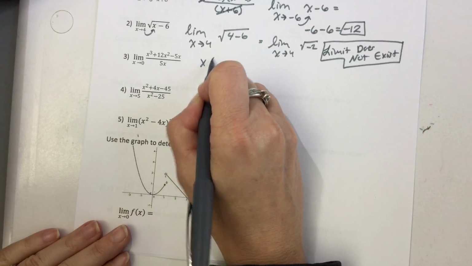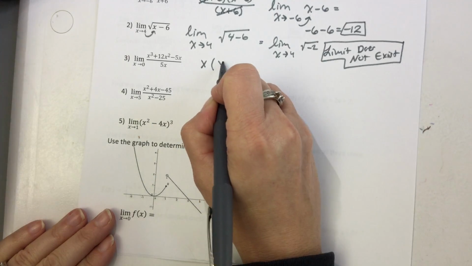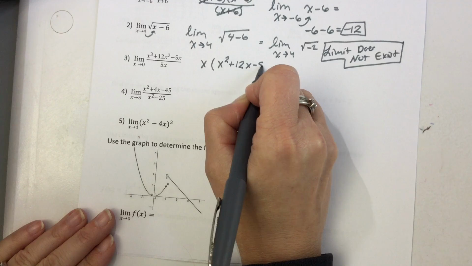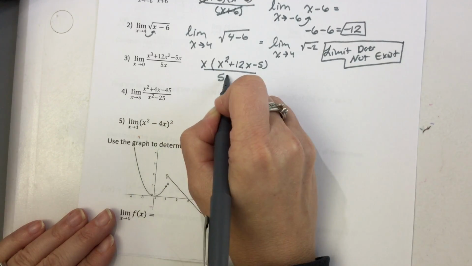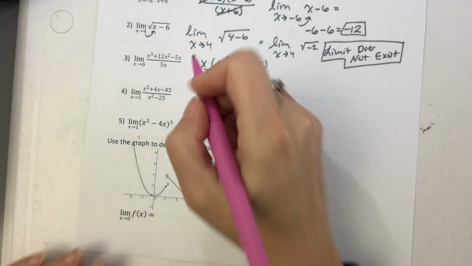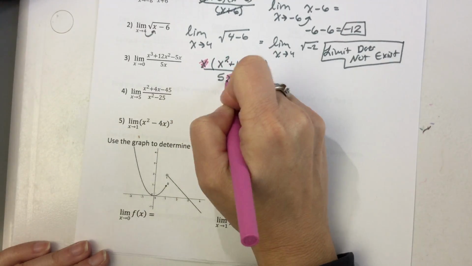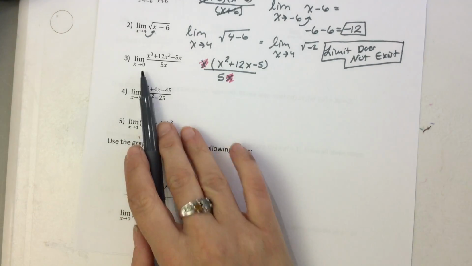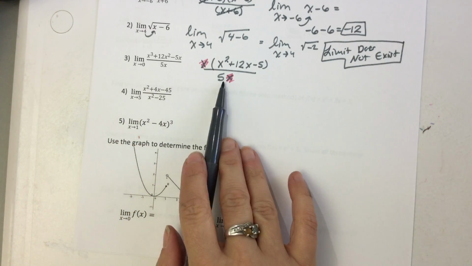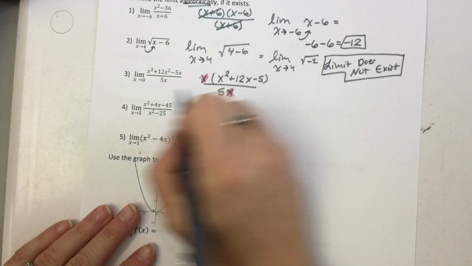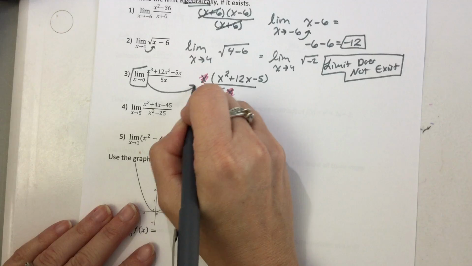So what I can do is go ahead and divide an x out. So I would have x squared plus 12x minus 5. On the bottom, I have 5x. Now what that allows me to do, I have an x on the outside on the top. I can cancel the x on the top and the bottom. Now it's okay if I put a 0 in there because I would have a 5 on the bottom. I no longer would have a 0 on the bottom. So I can go ahead and calculate the limit of this.